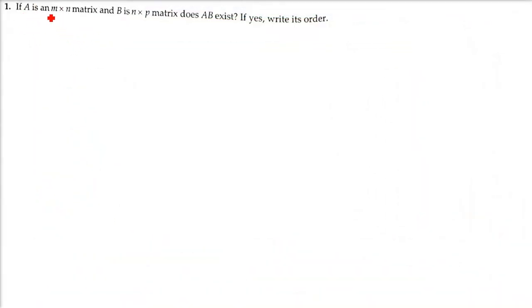If A is an M by N matrix and B is an N by P matrix, does A into B exist? If yes, write the order. A matrix is given as M cross N, M rows and N columns. B matrix is N cross P, that is N rows and P columns. So the column number of A is equal to the row number of B. So the column of the first is equal to the row of the second, and that is why A into B is possible.